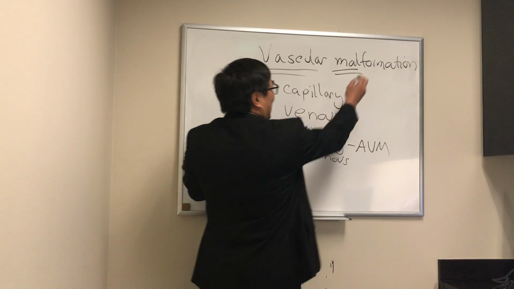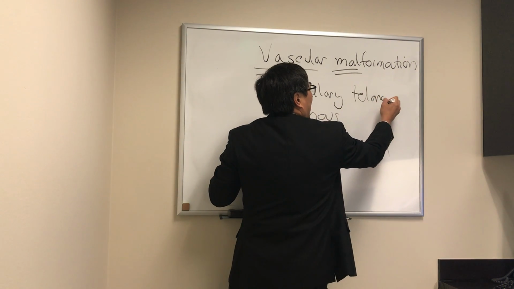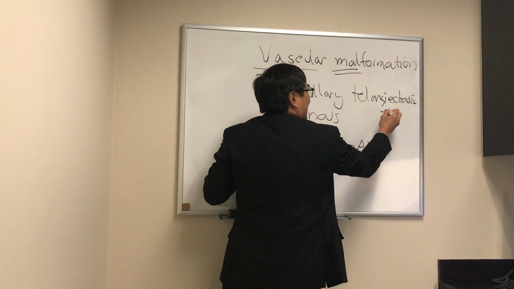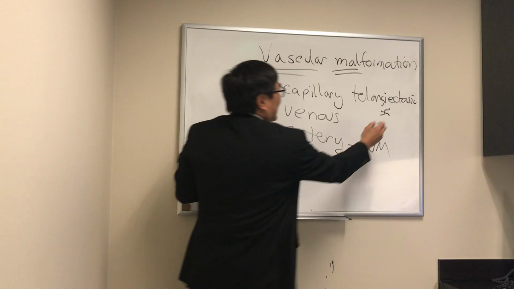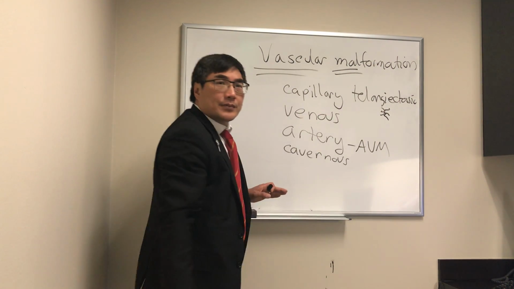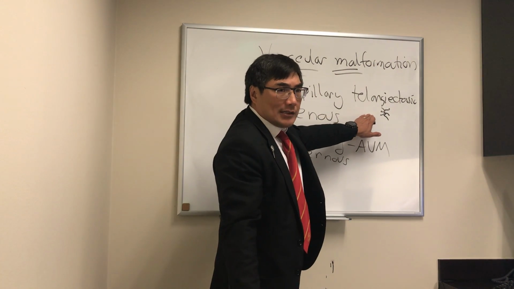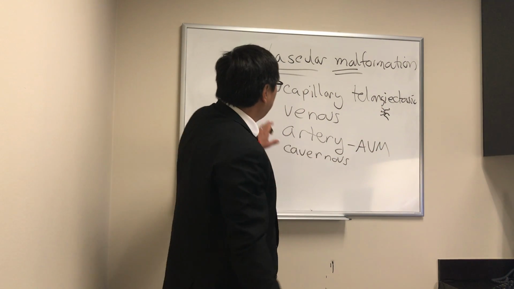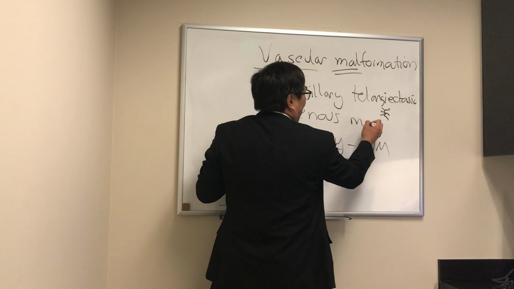So a capillary malformation is what we call a telangiectasia. So it's a very small, fine vessel. It kind of looks like a little squiggly line like this. And that is unlikely to cause a big hemorrhage because it's so small and it's so low pressure, but it can bleed. And then we have the venous malformation.